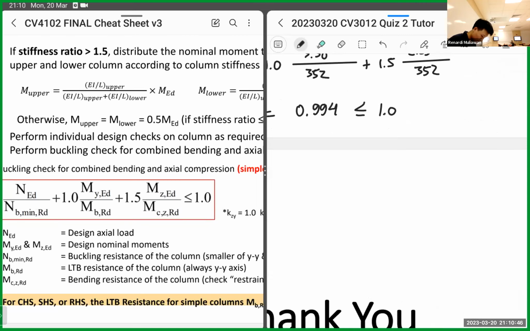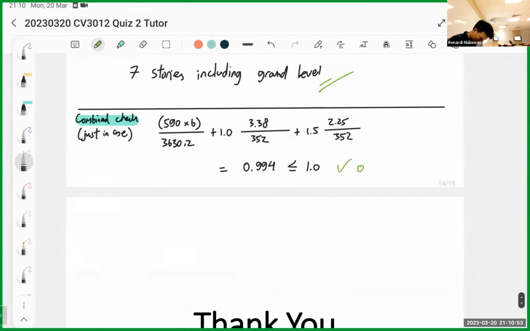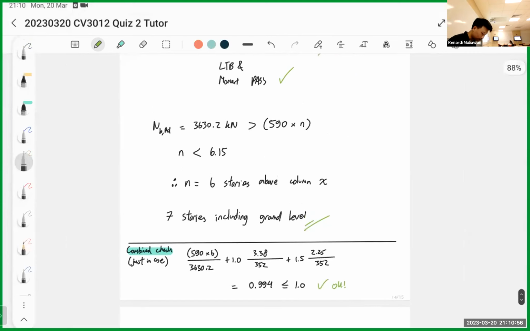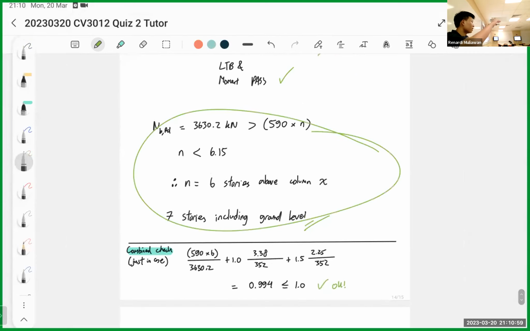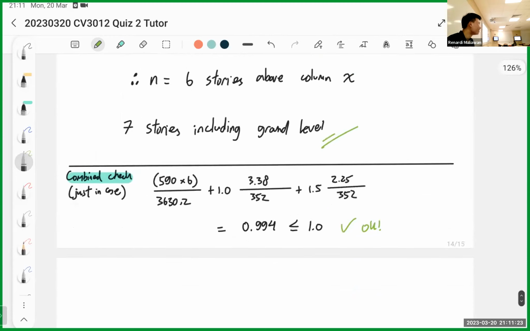So okay. This one is okay. So this one is just check. Because this calculation, the number of stories is based on the buckling. So you get what I mean? From buckling resistance and buckling action, right? You want to find the number of stories. Then to double check again, you put it back to the check, which is the combined check. So if the combined check passes, it's definitely okay. Yeah, that's all.